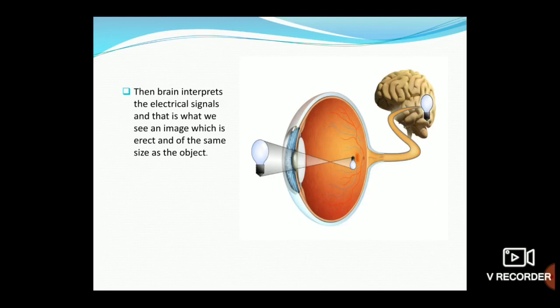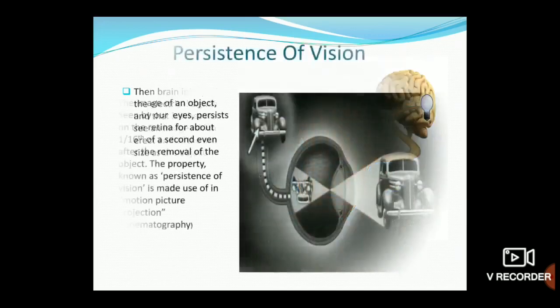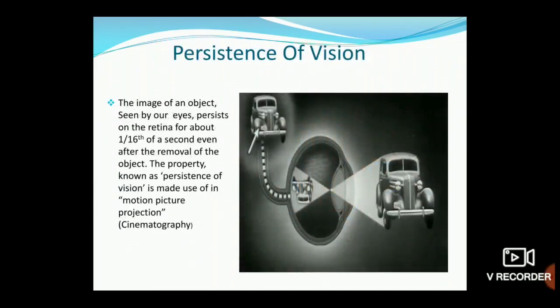As I told you, the brain interprets the electrical signals in such a way that we see an image which is erect and of the same size as the object. Persistence of vision. The light reflected by any object we look at passes through the lens of the eye and is focused upside down on the sensitive screen called retina. This retina passes the impression to the brain via optic nerve, and we see right side up.